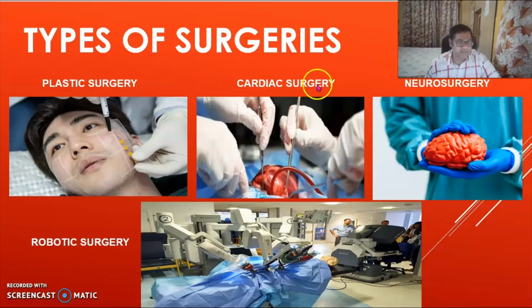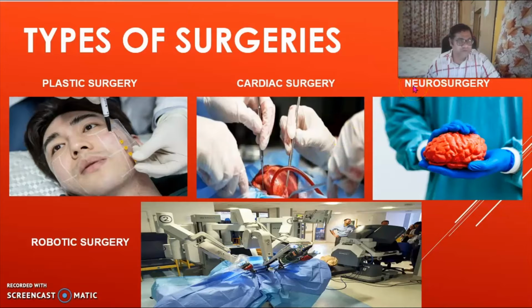Secondly, we go to cardiac surgery. That is basically where doctors operate on the heart valves. When there is blockage in the heart, they operate on the heart to remove the blockages.